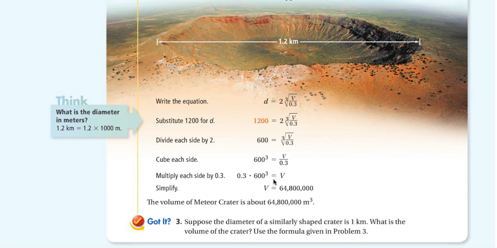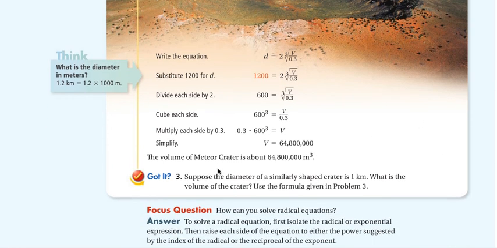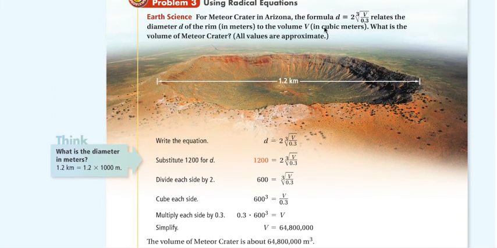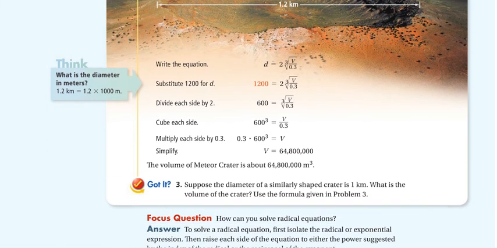And you type this into the calculator. So let me remind you how to do that. Please type 600 to the third power first, because that's our exponent, and then multiply that by 0.3, and you should get this number. Finally, just to make it really nice, we're going to write it as a full sentence. The volume of the meteor crater is about 64,800,000 meters cubed. And just a reminder, if you don't know where we got that meters cubed, up here it said the volume is in cubic meters. All right? Okay, if you've got it, go ahead and work out that got it question.